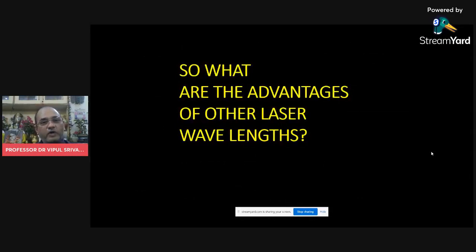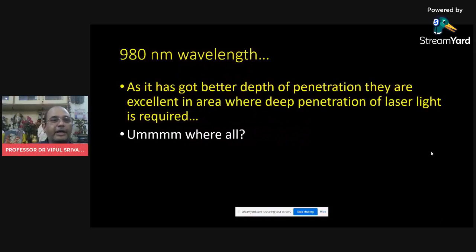Now we have got three wavelengths here. So what are the advantages of the other laser wavelengths? Let's talk about the 980 wavelength. Going by the various articles we have gone through, it has better depth of penetration compared to the traditional 810 or 450 nanometer. It is excellent in areas where deep penetration of laser light is required.